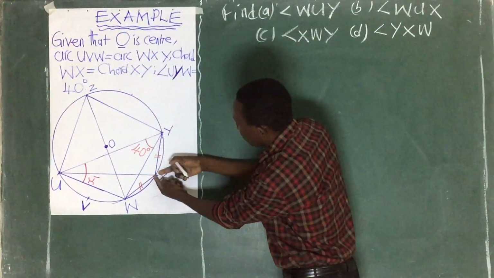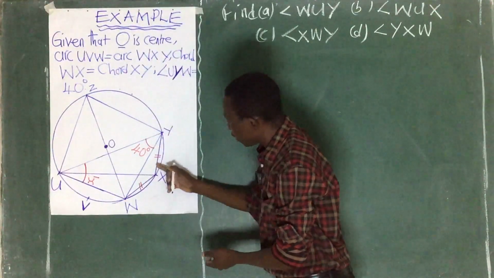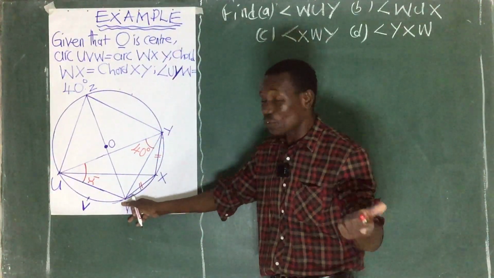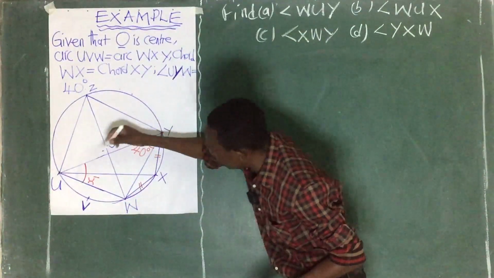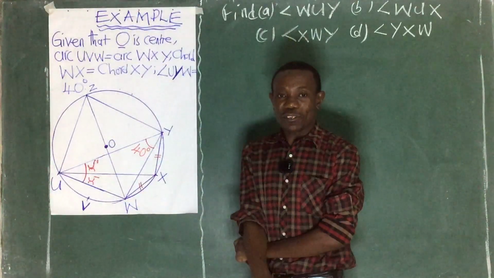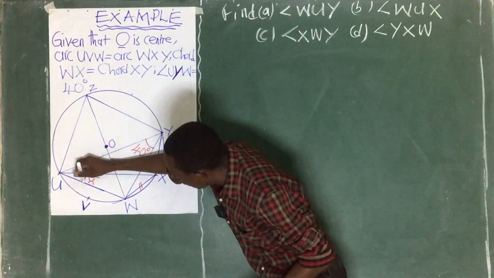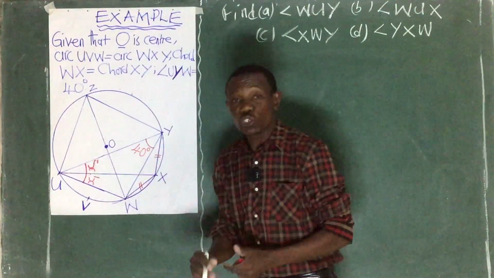And again, this XY is subtending an angle at that point. So since this chord is equal to that chord, by the theorem we have just learned, I expect this one again to be x. So this one will be X2. So at the end, the whole of this angle here is just 2x.